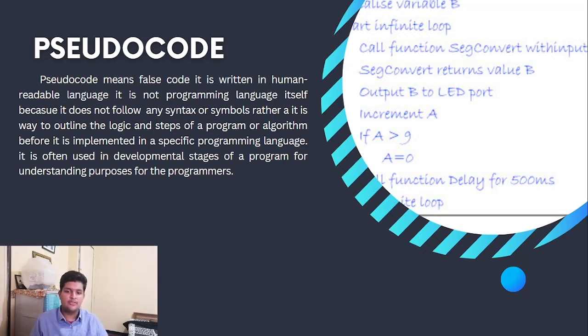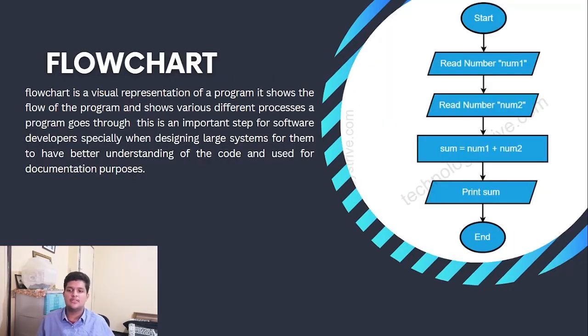So pseudocode is not really a programming language. It's used in developmental stages for a programmer to have a better understanding of how he will solve the problem. So it's a really good way, especially for large systems that require more planning. And I think creating a pseudocode before coding it saves a lot of time and it also tells you how a program works. So let's proceed to flowchart.